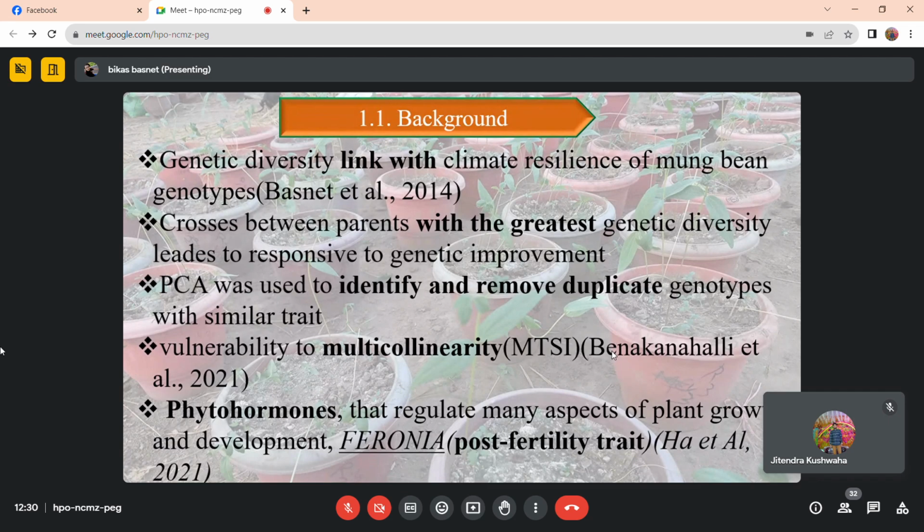And one of the recent models is the multi-trait stability index, proposed by Benakanahalli et al. 2021. This is a recent model that hasn't been used before in the Nepalese breeding scenario, called multi-trait stability index analysis, which analyzes the stability and overall performance of the genotypes. And my treatment is associated with the response to phytohormones. Another study, conducted by Hayat et al. 2021, shows that phytohormones influence genes that are associated with all the post-fertility associated traits.